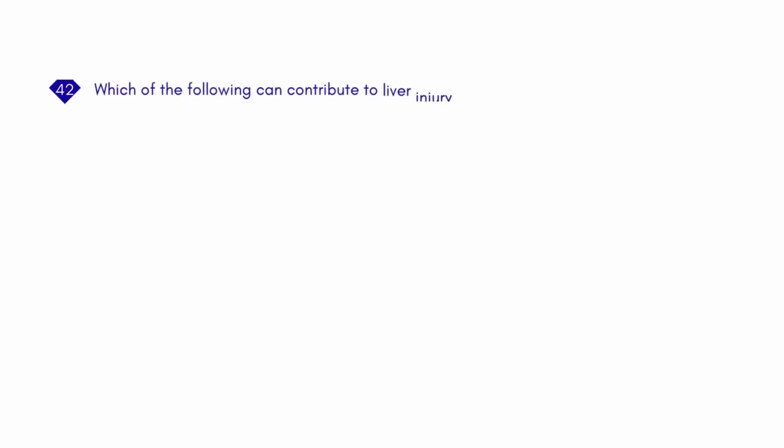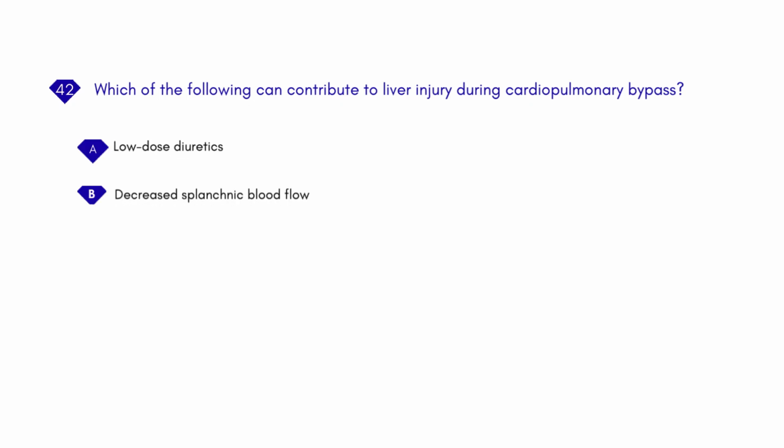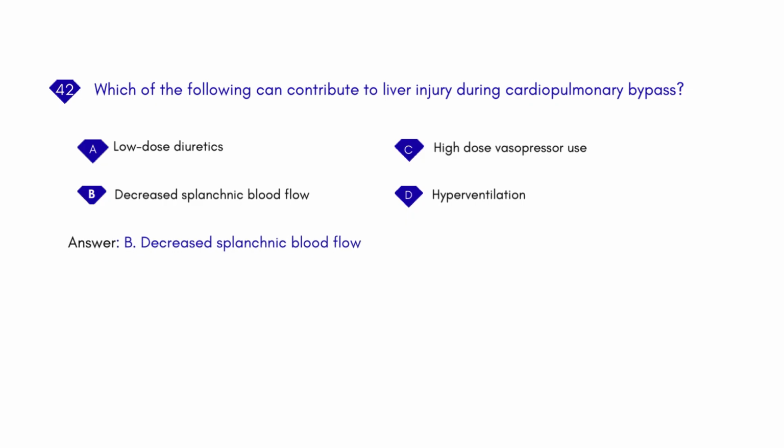Which of the following can contribute to liver injury during cardiopulmonary bypass? A. Low-dose diuretics. B. Decreased splanchnic blood flow. C. High-dose vasopressor use. D. Hyperventilation. Answer: B. Decreased splanchnic blood flow.